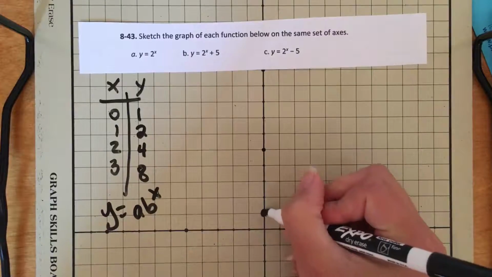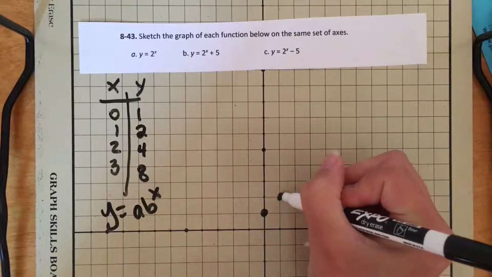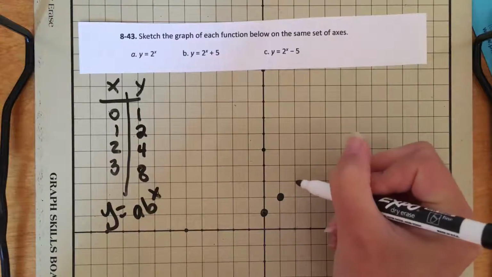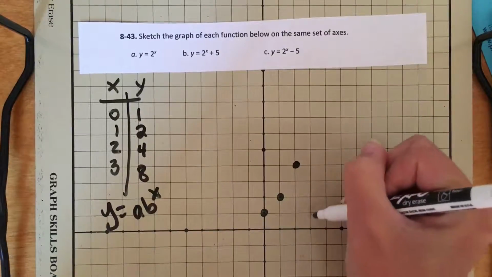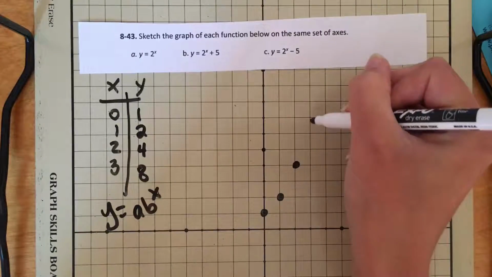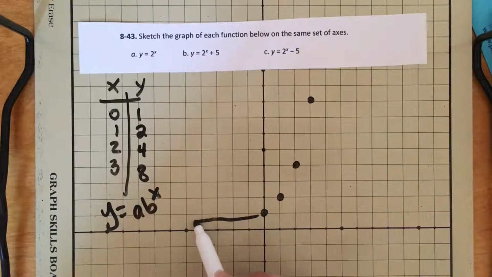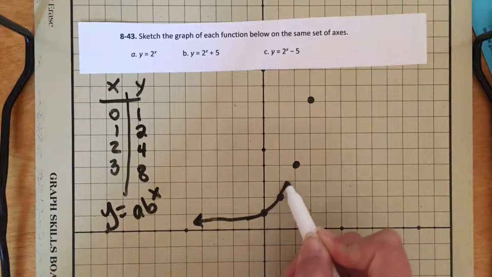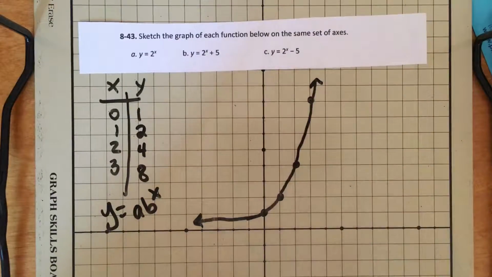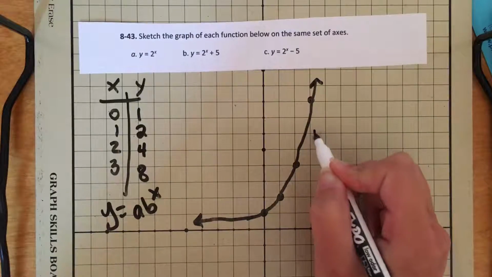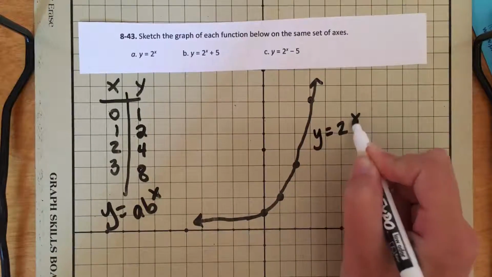So 0, 1; 1, 2; 2, 4; and then 3, 8. 1, 2, 3, 4, 5, 6, 7, 8. Okay? And if we went this way, if we had negatives, it's just getting closer and closer to 0. So there's an asymptote there, and then I'm just going to do my best to connect that up there. So that's the first one. That's y equals 2 to the x.